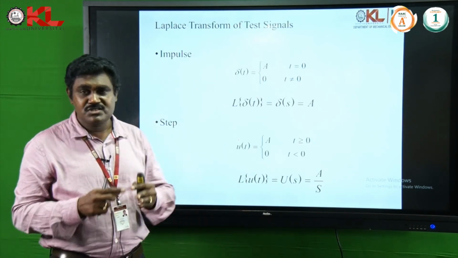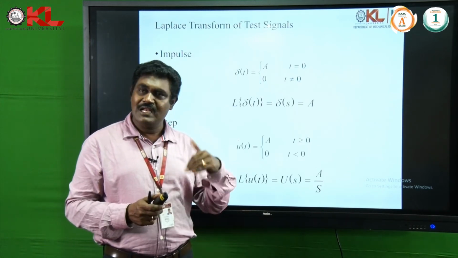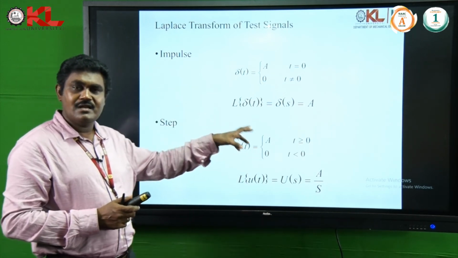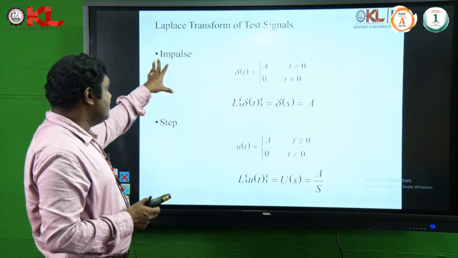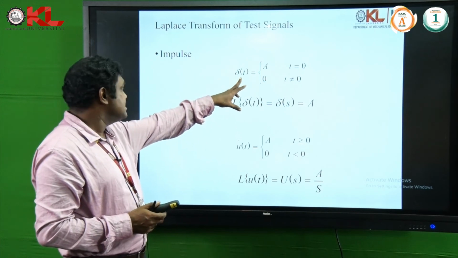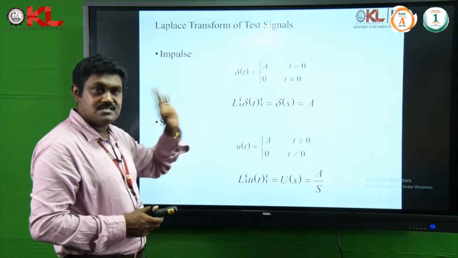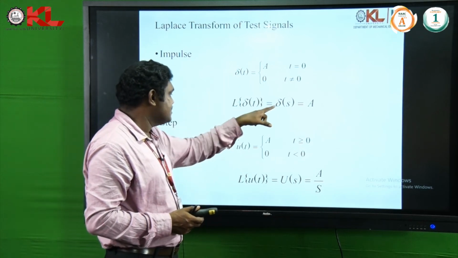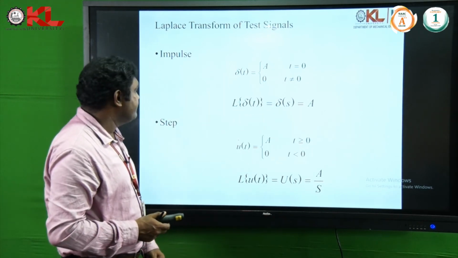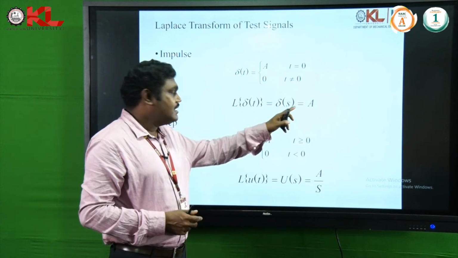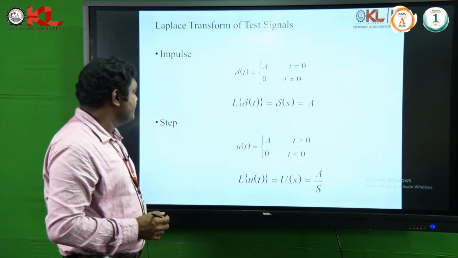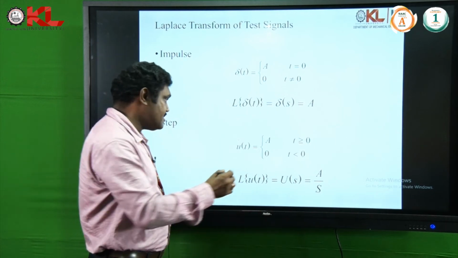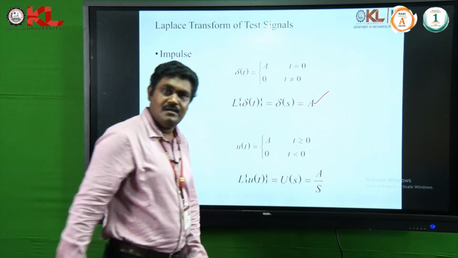Next, for most of these solutions we use the Laplace transformation. Now, see how we can write the Laplace transformation for each signal. For the impulse, delta t is equal to A at t is equal to 0, and 0 when t is not equal to 0. The Laplace transformation of this equation, replacing t with s, is obtained as A. So, the Laplace transformation of the impulse signal is A.